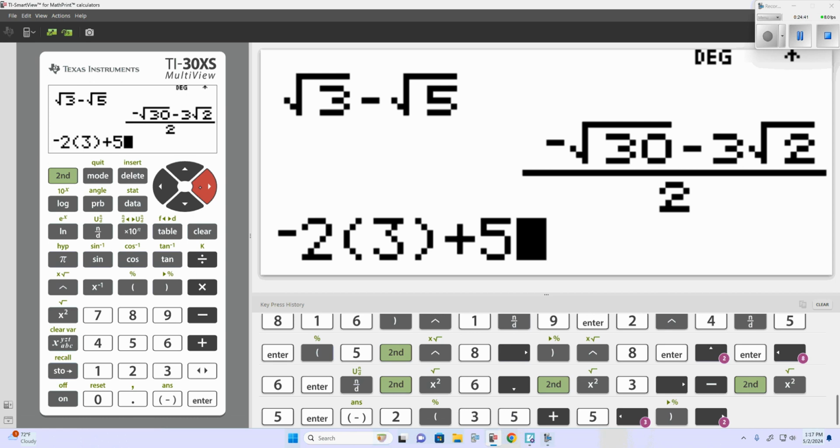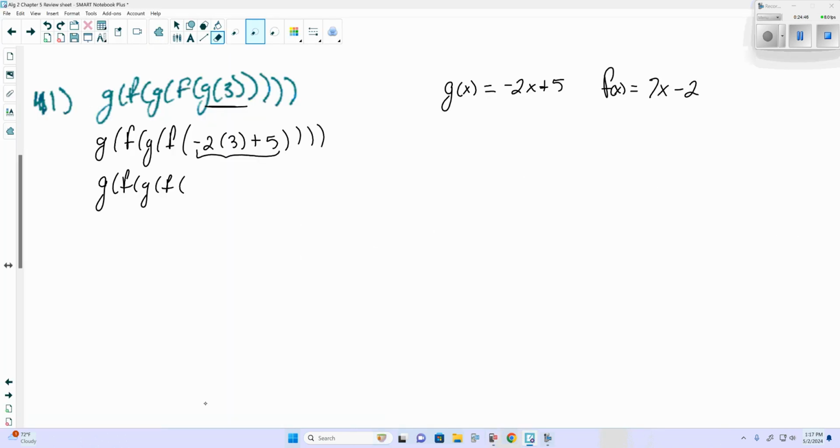So negative 2 times 3 plus 5 is negative 1. Questions on this so far? Yeah. So we plugged 3 into g of x and got negative 2 times 3 plus 5. We calculated and got negative 1.